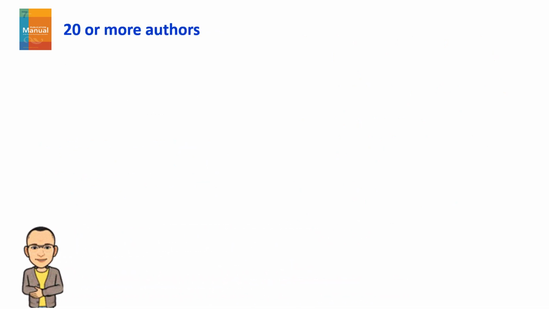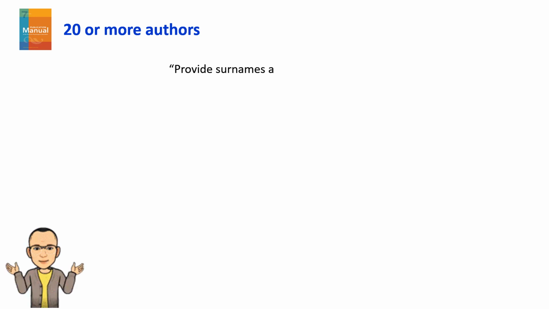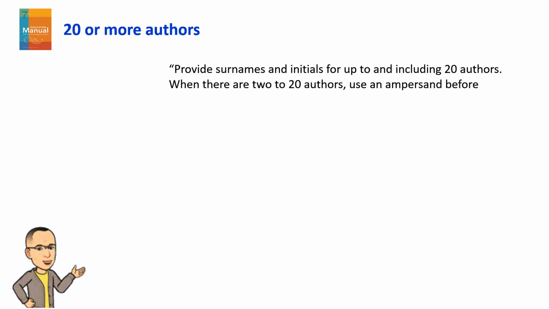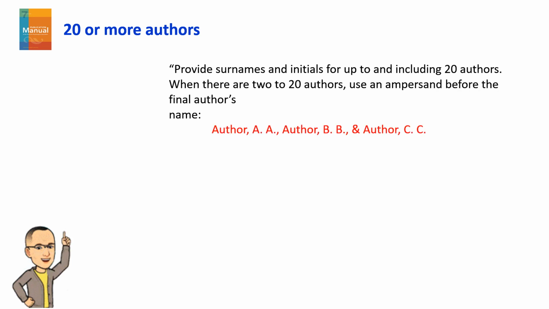20 or more authors. The 7th edition has provided new guidelines for all reference types. That is, provide surnames and initials for up to, and including, 20 authors. When there are 2 to 20 authors, use an ampersand before the final author's name. Author, A., Author, B., and Author, C. All the names of the 20 authors appear in the reference entry. Between the 19th and 20th author is an ampersand.